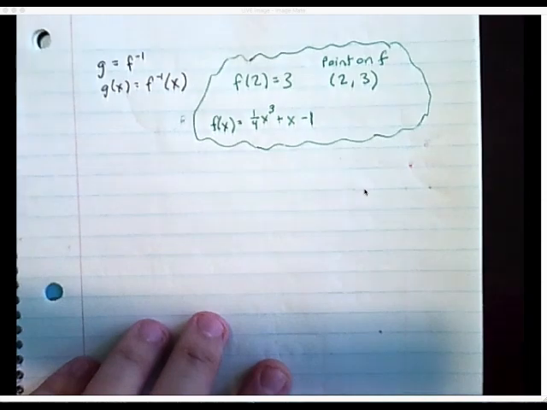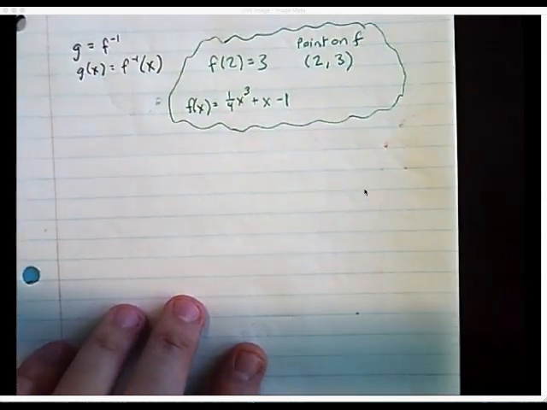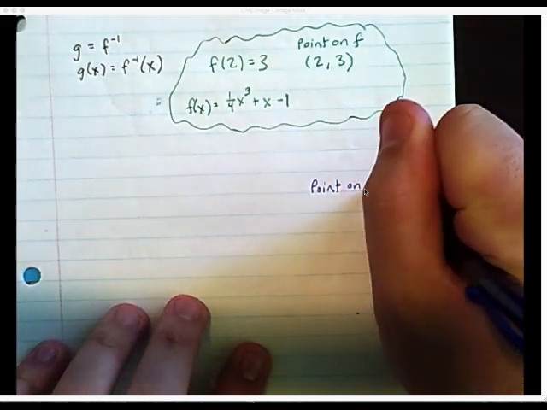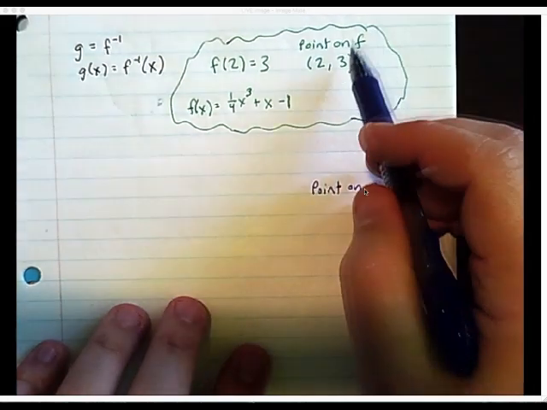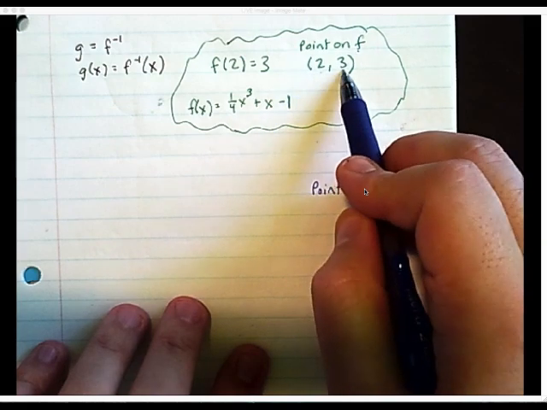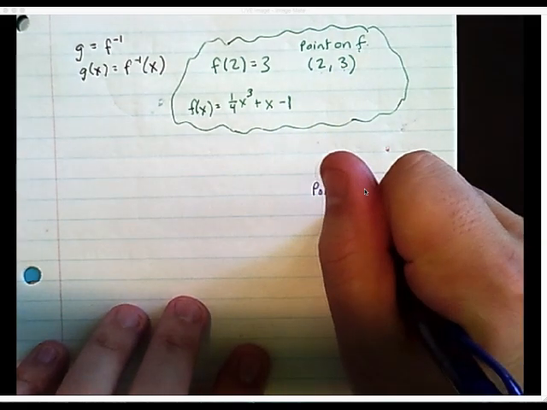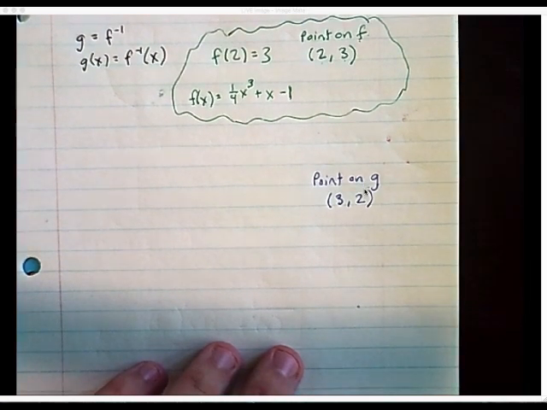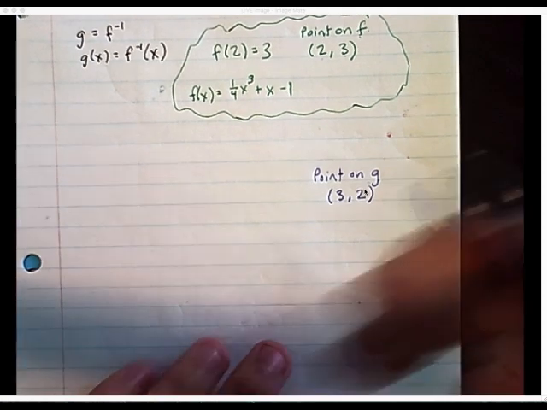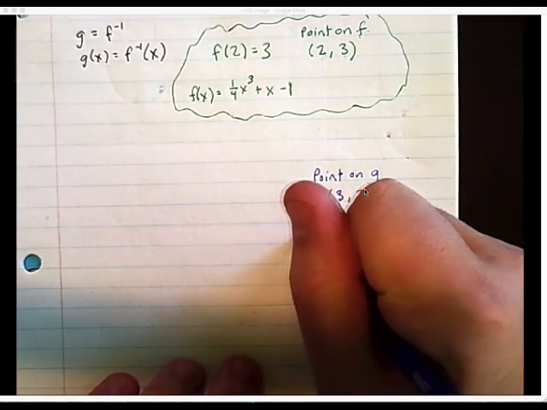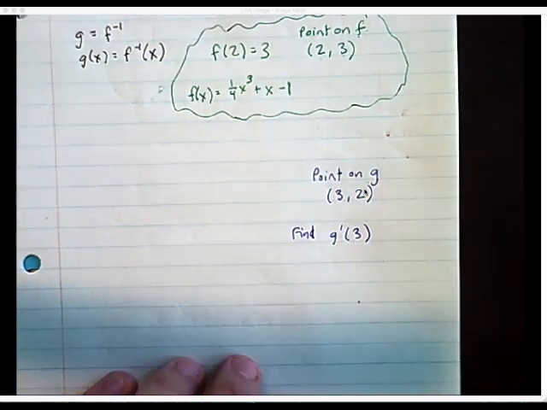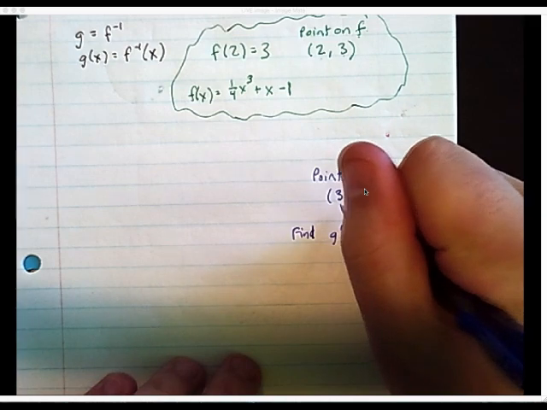Before I do anything, I should know at least one point on g. Since g is the inverse of f, if the point 2, 3 is on f, then if I reverse those, the point on g is 3, 2. Okay. And what the question's asking me to find, it says find g prime of 3. Okay. Notice that that's the x value on the inverse.